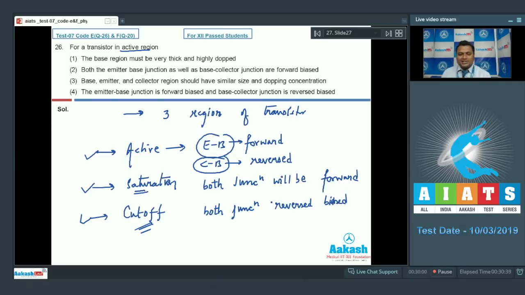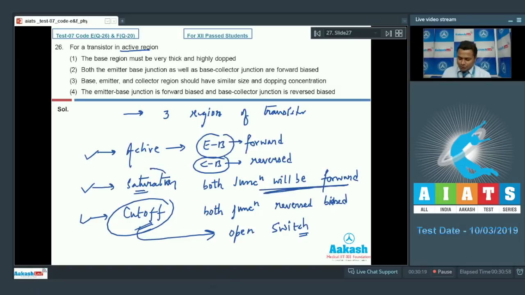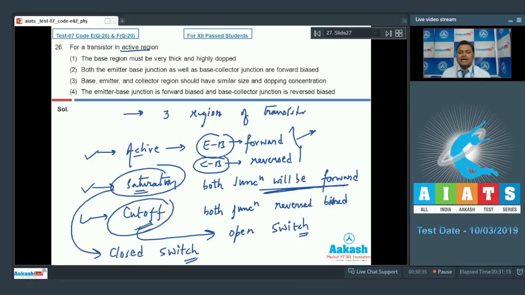So in cutoff, since both junctions are reverse biased, this is the off condition of the transistor, or you can say it works like an open switch. In cutoff region, transistor works like an open switch. In saturation region, both junctions are forward biased, so transistor works as a closed switch, or on condition. On the other hand, in case of active region, transistor behaves as an amplifier. So it is used as an amplifier in active region.